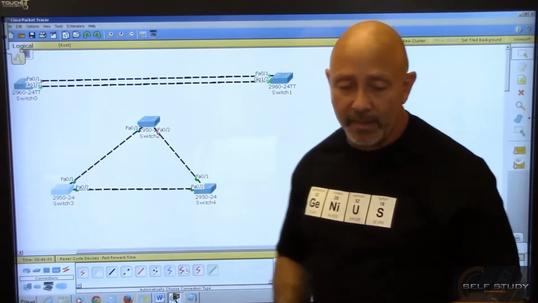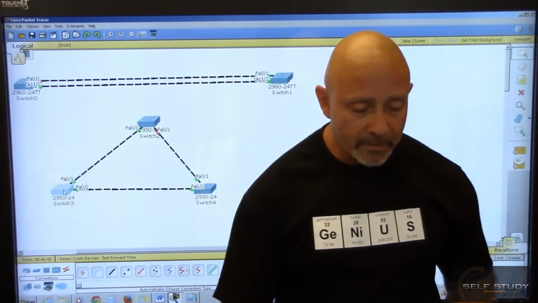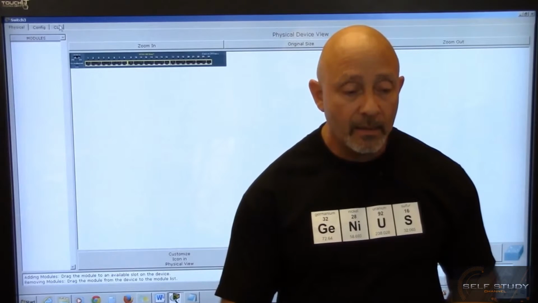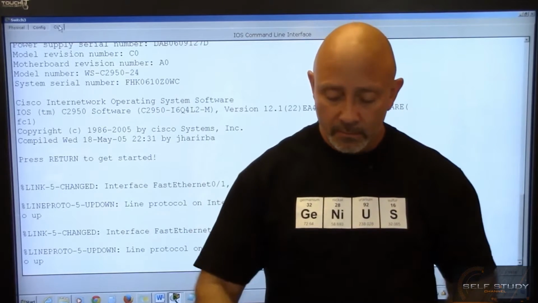Let's see if that's true. Let's open this guy up right here, switch number 3. Let's maximize it. And the command is, very good, show spanning-tree.